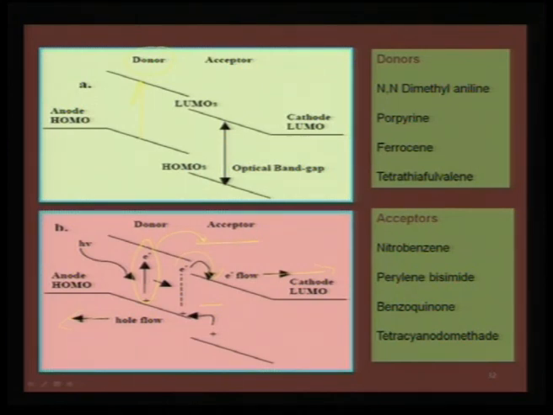There are also several other combinations of donor acceptor molecules that are verified. Porphyrin is known, ferrocene and C60 is also a very good combination. Pyrrolidine bisimide is a well known acceptor now, which is being evaluated. So, these are other donors and acceptors which are also emerging as good candidates.